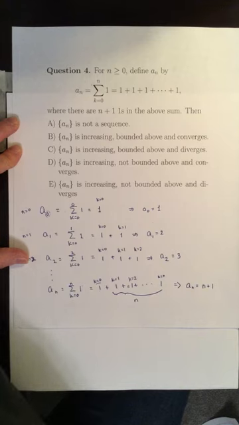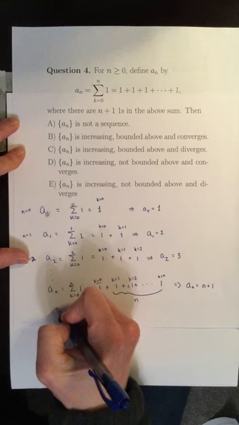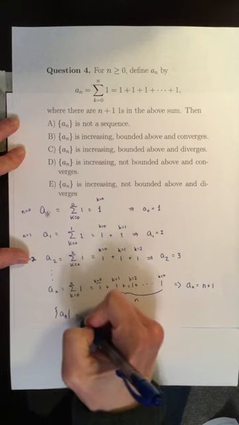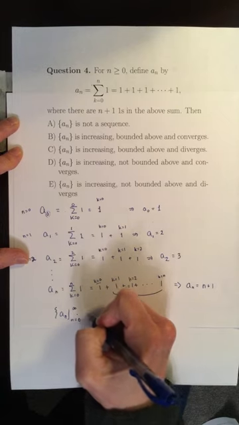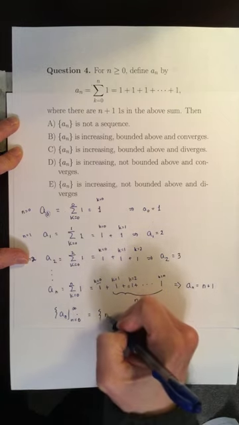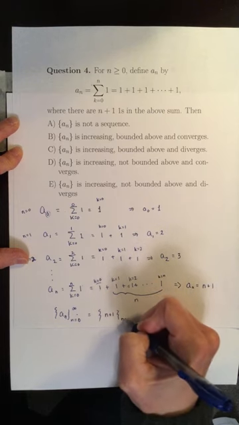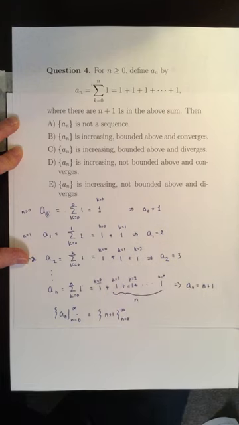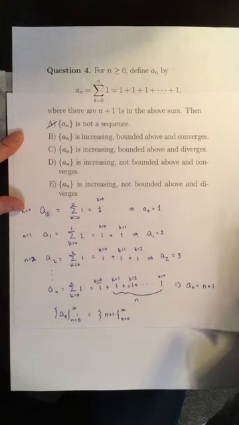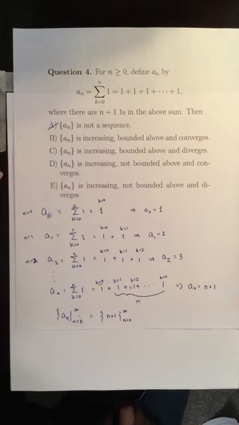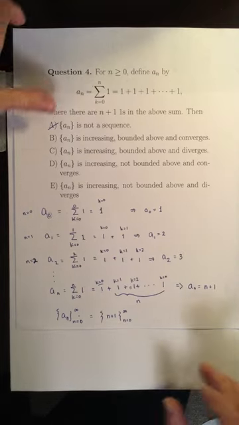So that's another way of writing the sequence. So I could say that this sequence, a sub n, starting at 0 and continuing to infinity, is also the sequence of n plus 1 going from 0 to infinity. Is this a sequence? Well, it most certainly is. So we can cut off choice A. Let's address these other questions.